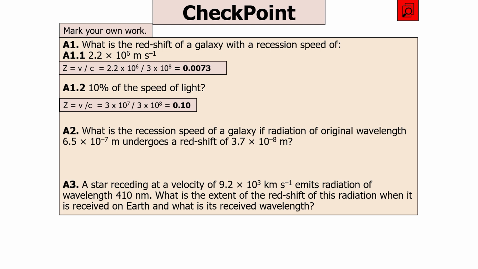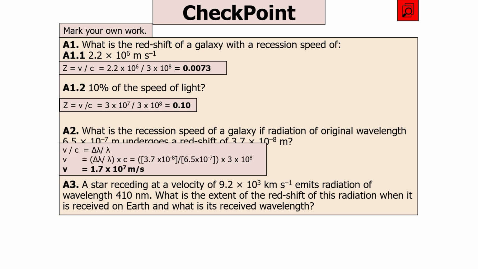In this next one, we have our change of wavelength. We have our original lab standard wavelength. We can then say v over c equals the change in wavelength over wavelength. So v equals change in wavelength over wavelength times c. Pop in all the values and you get 1.7 times 10 to the 7 meters per second.